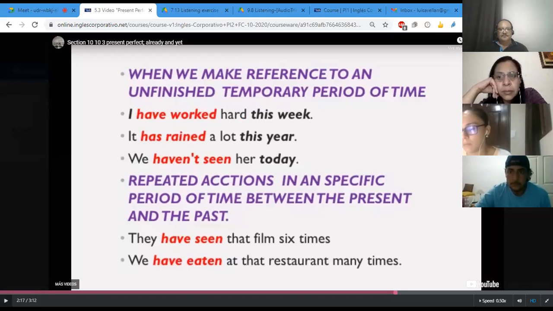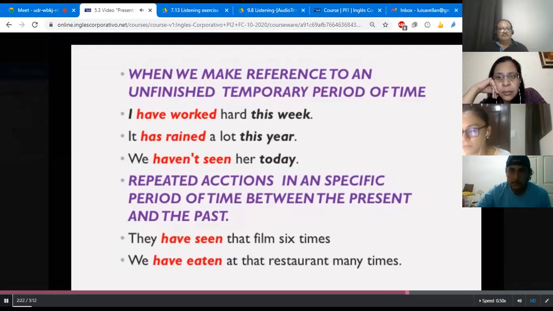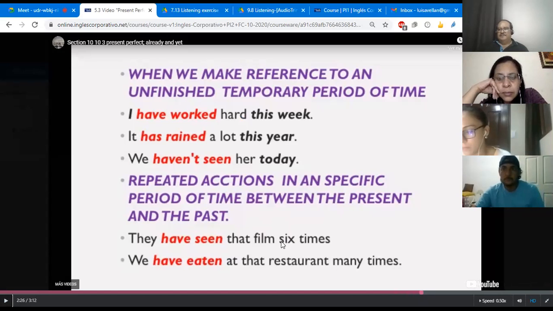Repeated actions. Repeated actions in a specific period of time between the present and the past. They have seen that film 6 times. Okay. For example, you know, I have seen that movie 3 times this week. I have listened to that song like 6 times today. Okay. This is, you know, a repeated action, okay, in a specific period of time. I have listened to that song 6 times today. Okay, is it in a specific period of time? Today is desde que me levanté 4:32. This moment, almost 8:50. Then you say, I have listened to that song 6 times today. In that period of time, okay.